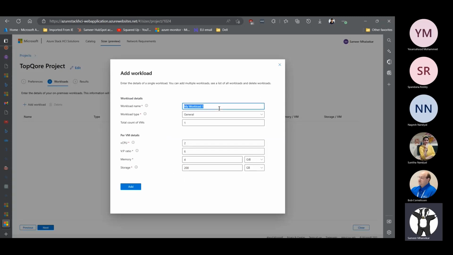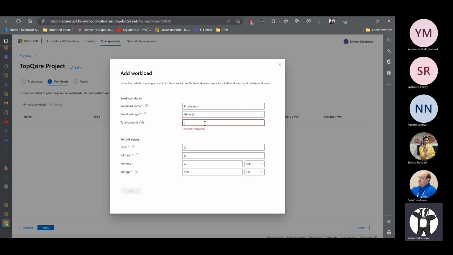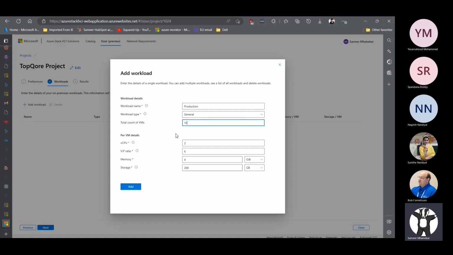So let's say my workload is this one here, I'll call it production, for example. What do you want to run in production, Bob? Do you want SQL or do you want VDI? I want general VMs. Yep. All right, so let's keep it general. And I want, say, 10 VMs. Is that good enough? 20. 20 or at least 20.